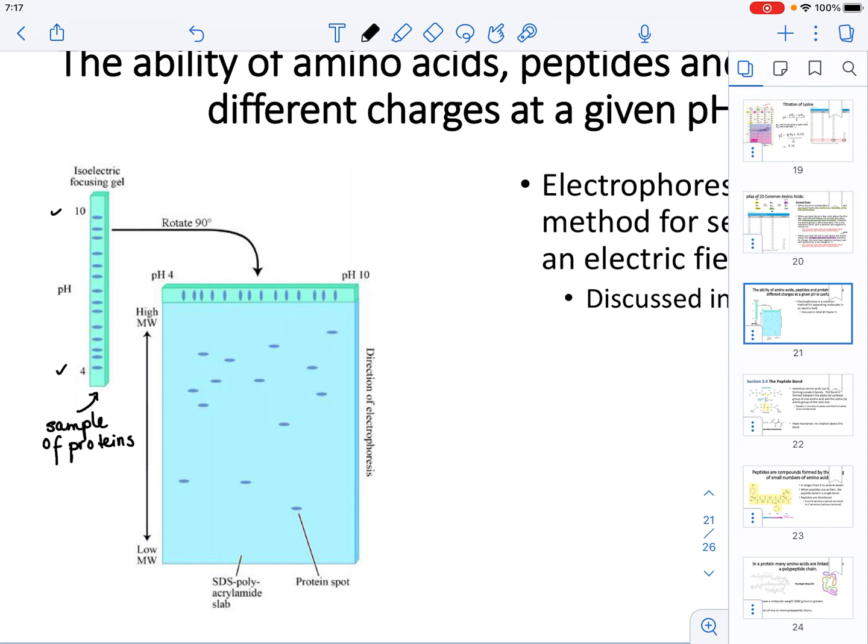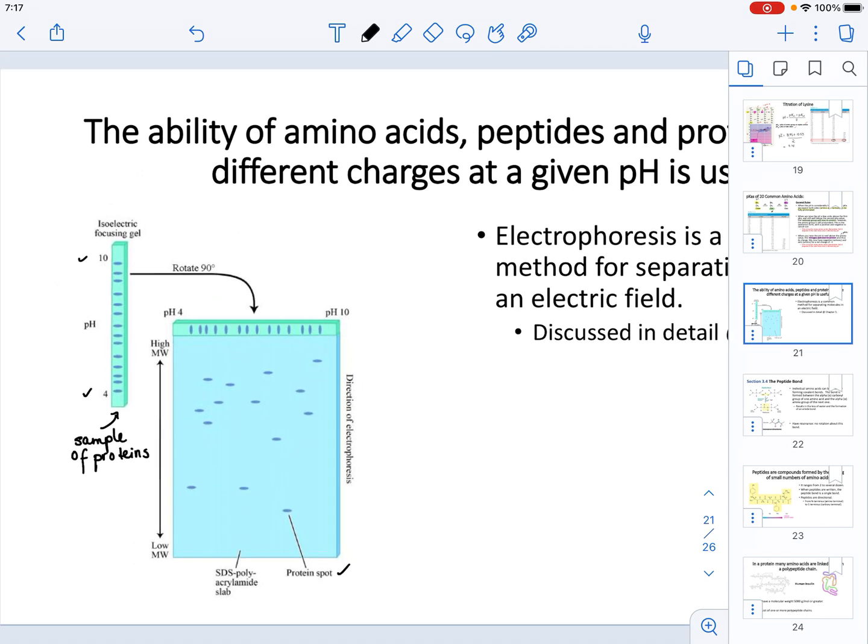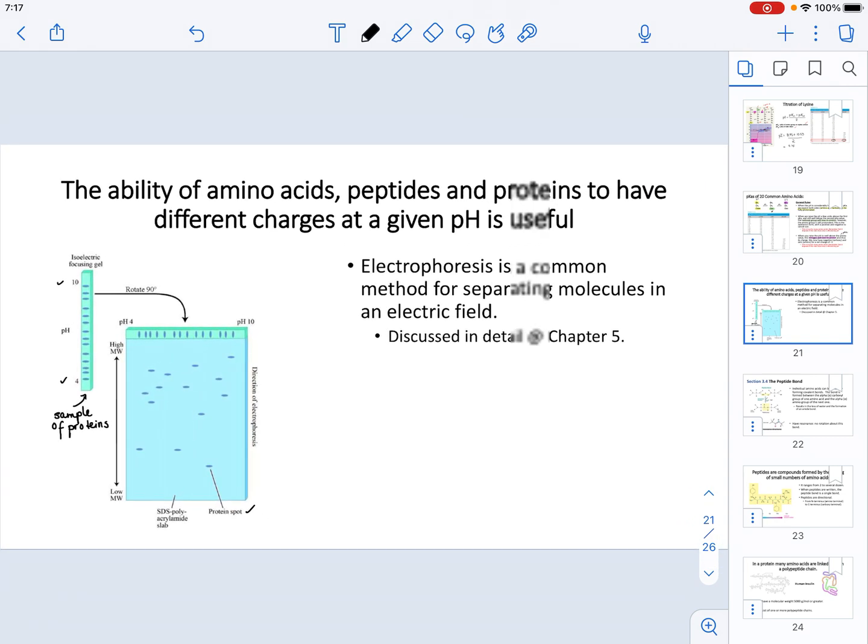Once that separation occurs on pH, then it can be used in combination with other techniques, in this case electrophoresis, in order to look specifically at the protein of interest. So this is just an application for the isoelectric point.